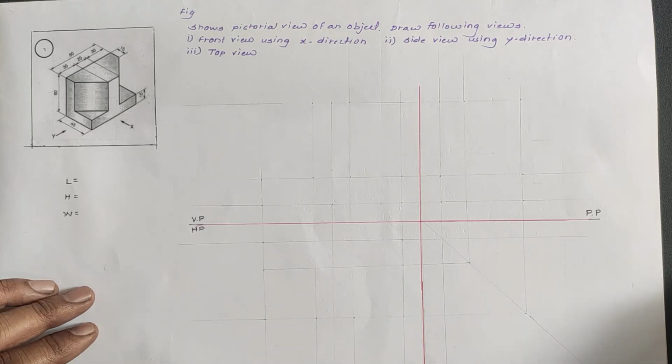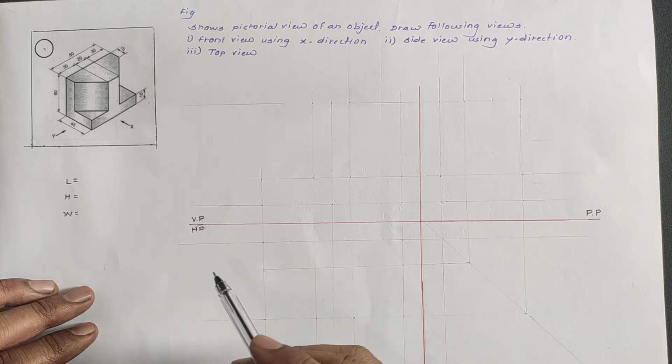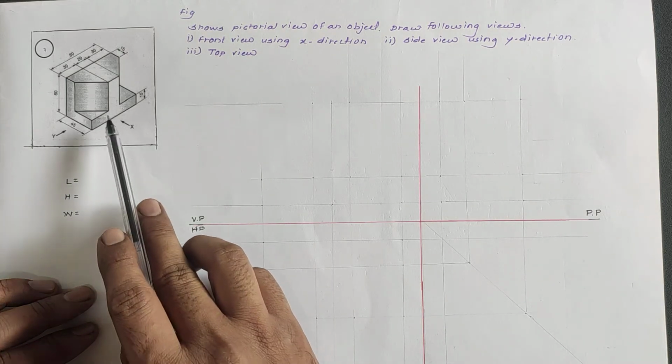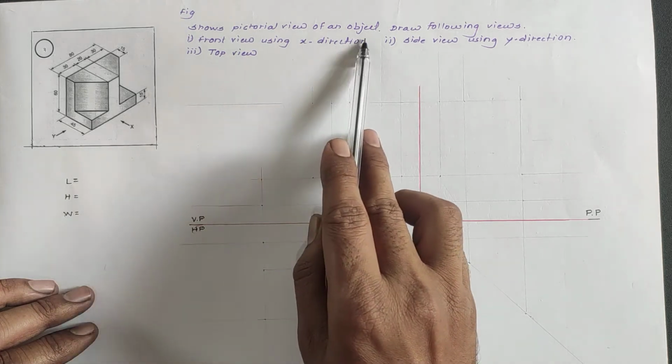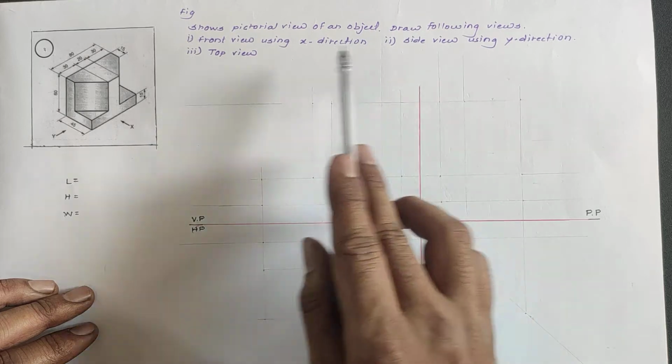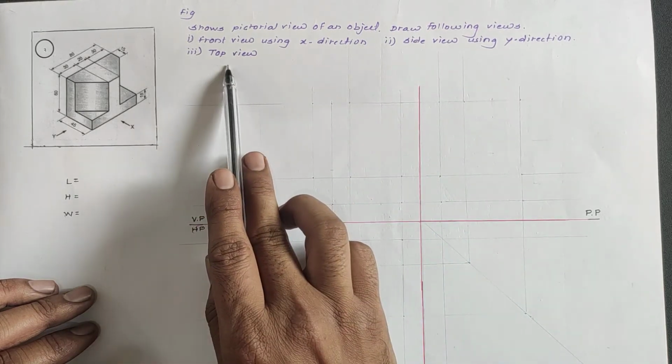Hello students. So in this video we are going to see the next problem of orthographic projection. The figure shows the pictorial view of an object. Draw the following views: front view using x direction, side view using y direction, and the top view.